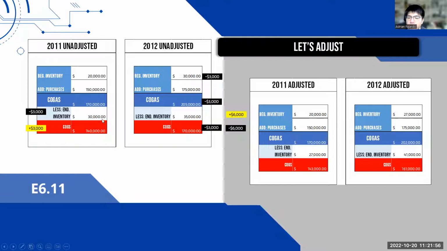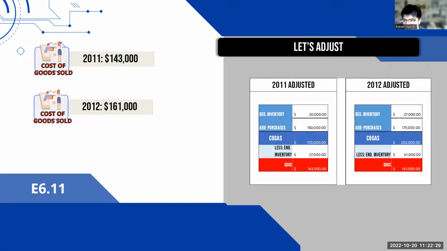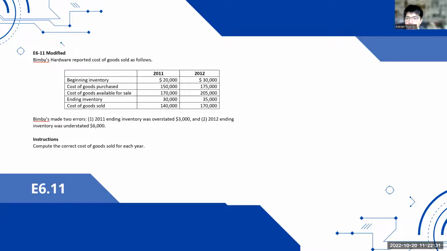apply the changes. So yung 30,000 mo na ending inventory became 27,000. Your 140 became 143,000. Your beginning inventory of 27 na naging 27. Your COGAS is 202,000. And then your ending inventory is 35,000 plus 6,000 is 41,000. And your 170,000 binawasan ng 9,000 to get 161,000. So in essence, we're able to derive our cost of goods sold of 143,000 and 161,000. Right? Next. So that's BIMBI 6.11.